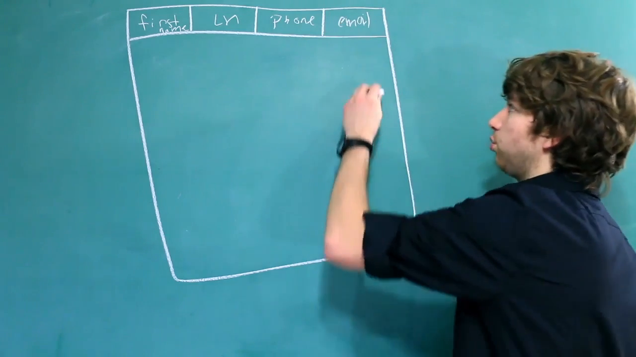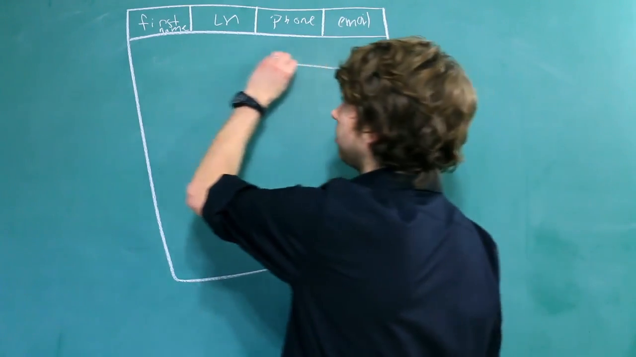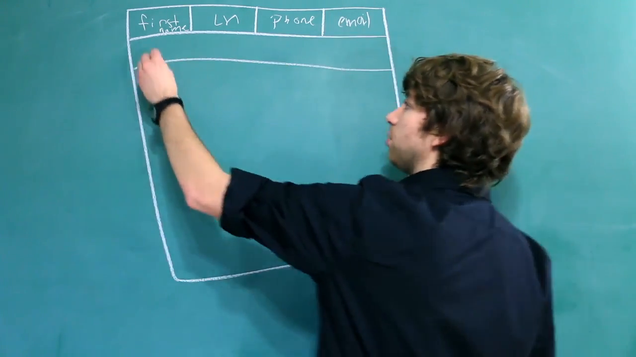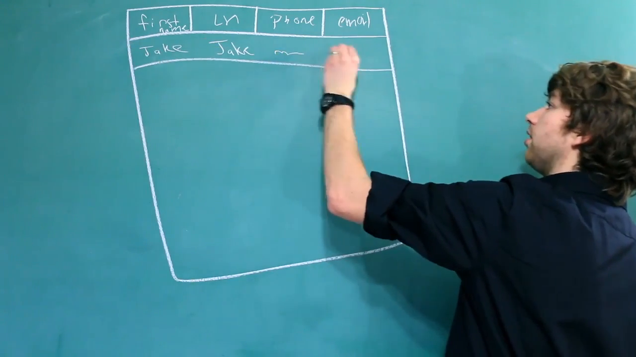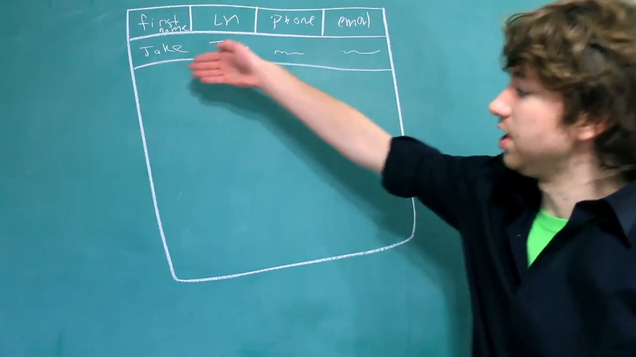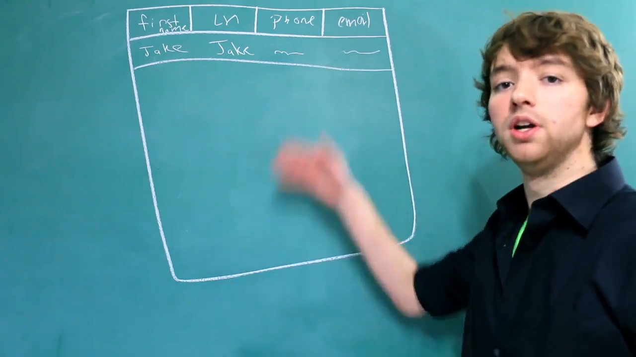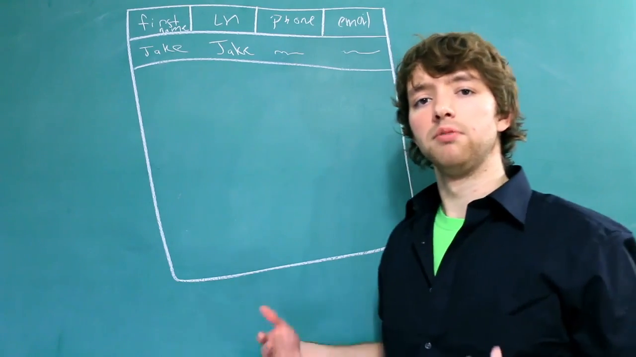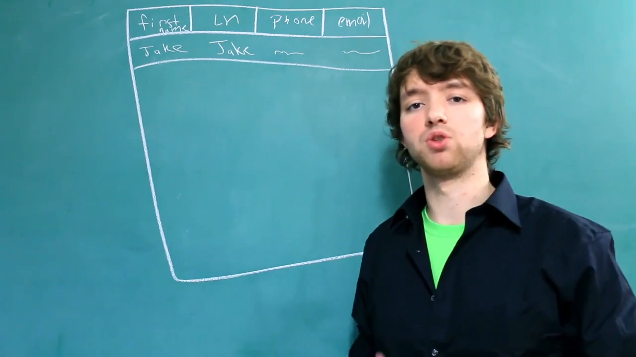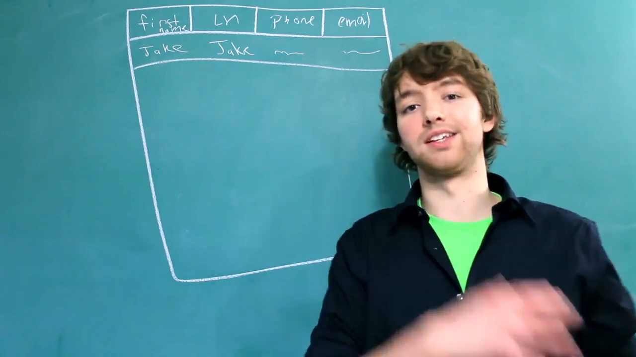Then an individual row will fill out that information. So one person will put in his first name, his last name, his phone number, and his email. And you can continue to store more and more and more people inside of this table. So it's kind of like an Excel spreadsheet. But there are a lot of differences between a database and Excel.